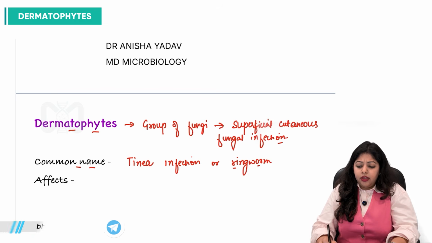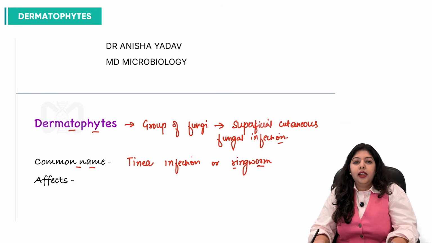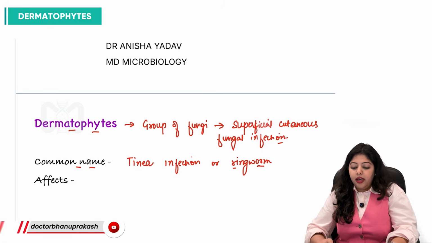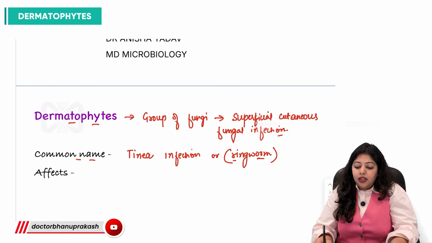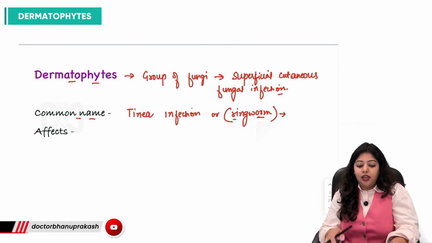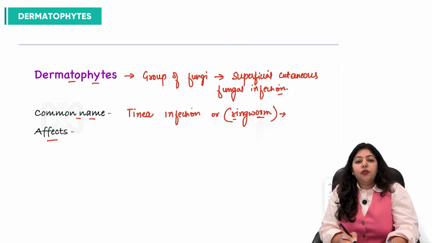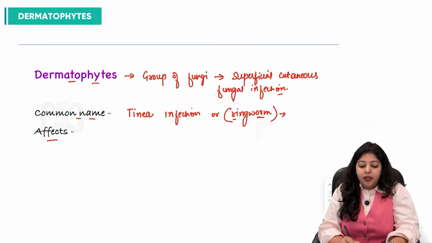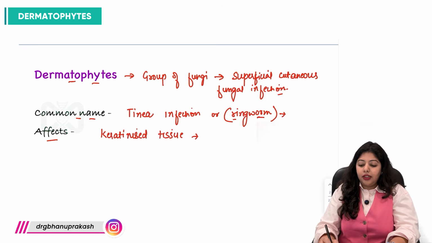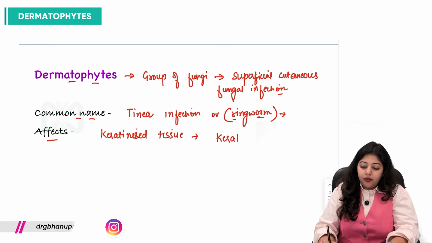So annular lesions on the skin are seen, and the majority of the lesions are annular with active margins, right? So you might have seen this ring-guard ad on your televisions. This ring-guard is used for nothing but the tinea infections. So what are these dermatophytes affecting? These affect keratinized tissues. So naturally these are keratinophilic, right?